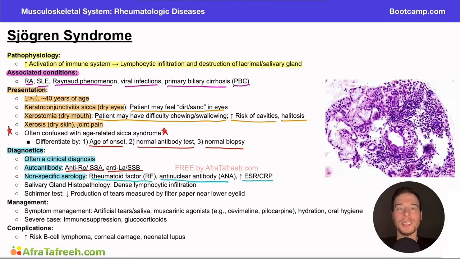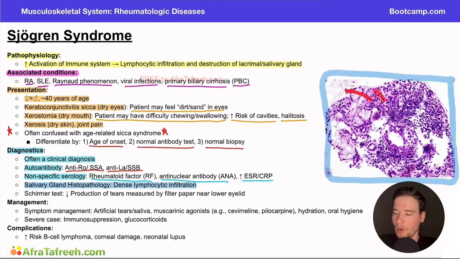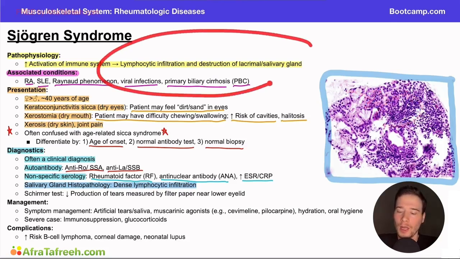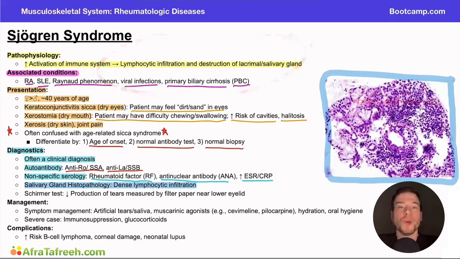Now, a really important histopathologic image they'd like you to know on test day is the one shown here, which is a salivary gland biopsy showing dense lymphocytic infiltration. So if you draw your attention to this image over here, you can see all of these deep, dark purple cells, right? These are all lymphocytes. This is infiltration, lymphocytes going into the glands, destroying the glands. And this is what we talked about up here. Lymphocytic infiltration, destroying the glands, leading to the presentation, leading to the symptoms.